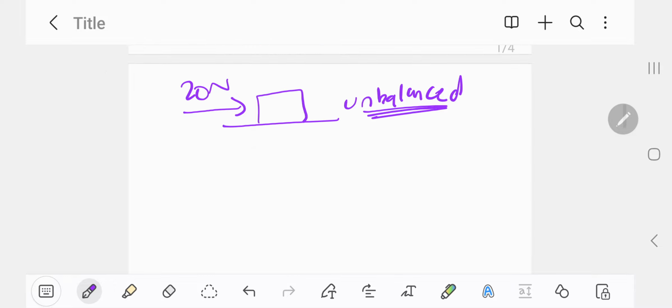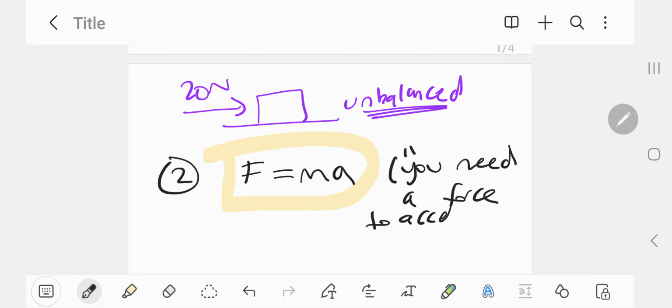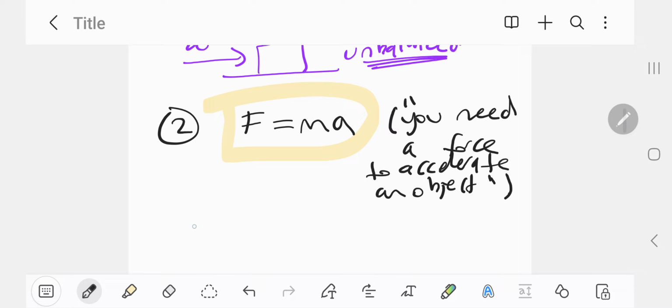Newton's second law, quite simply, F equals ma. We've explored this before. It tells you you need a force to accelerate an object. In other words, you can't just expect a box sitting on a table to start moving, right? You need to do something to it. You need to push it for it to start moving, and it will accelerate.